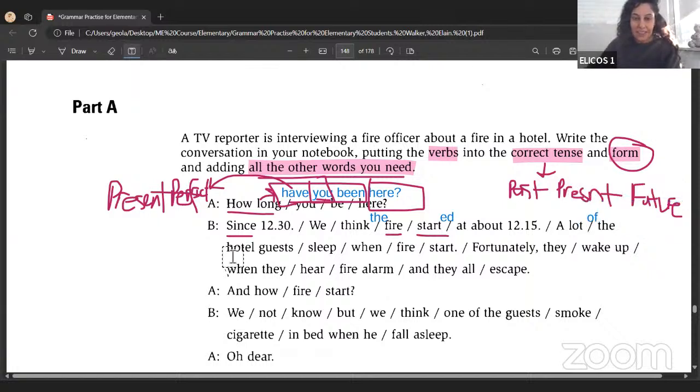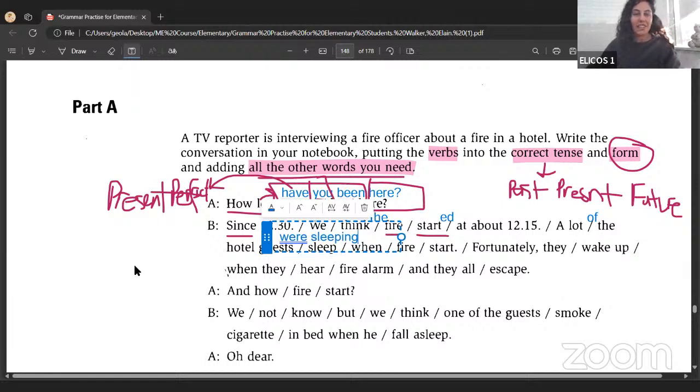The hotel guests, we need to put this in the past. Slept. Very close. Half slept. It's a continuous action. Yes, was sleeping. A lot of the hotel guests was sleeping. Yes, because they were doing it. They were sleeping when. So how do you know?